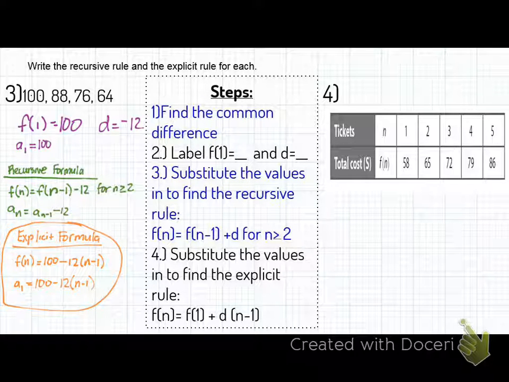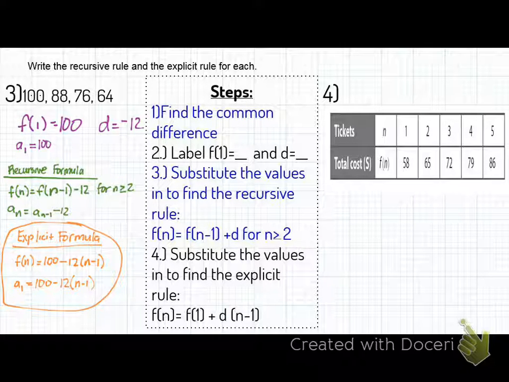So we could use either of these two formulas, the explicit formula, to figure out any number. Let's say this was our set of numbers. Let's do the 6th term. Ready? f of 6, or a sub 6. What's 6 minus 1 here? 5. What's negative 12 times 5? Negative 60. Good. So 100 minus 60 is? 40. Does that make sense? That's how we use the explicit formula.